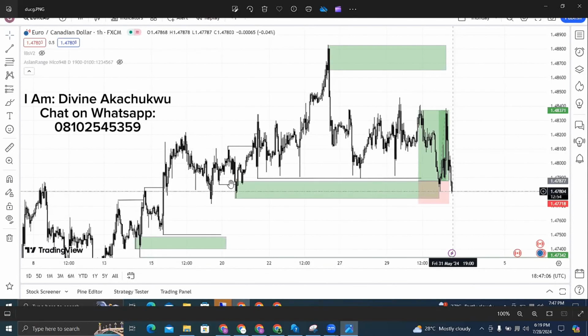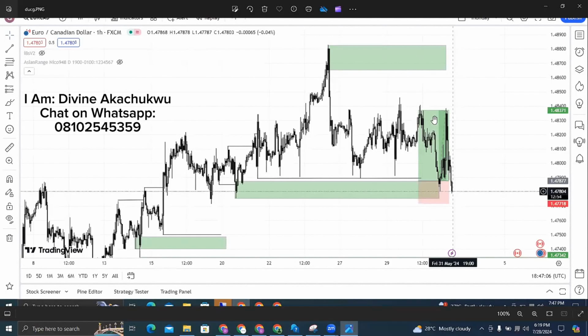Price took out liquidity here, then broke structure. After breaking structure, a pullback and break structure again. All right, so when price came back, it was just ranging here. It hasn't taken out this structural liquidity. And what did it do? It came back, took out the structural liquidity, tapped into this zone, and buy up 1:3 RR.